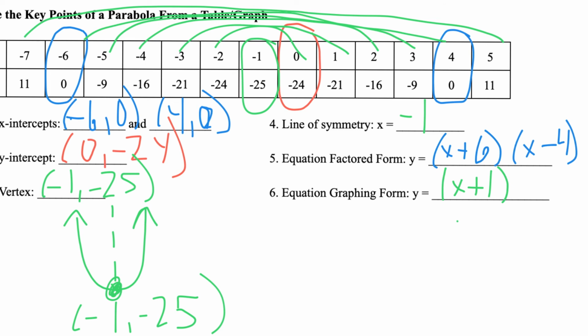Graphing form always has a square right after the parentheses. And then the last thing to do is to look at the rest of the vertex. Since this vertex is at negative 1, negative 25, we're going to keep that negative 25. The negative 25 isn't in parentheses, so we don't have to worry about changing it or flipping it.